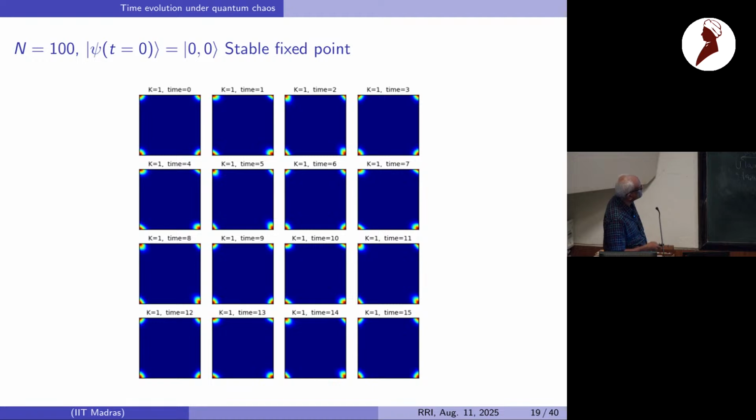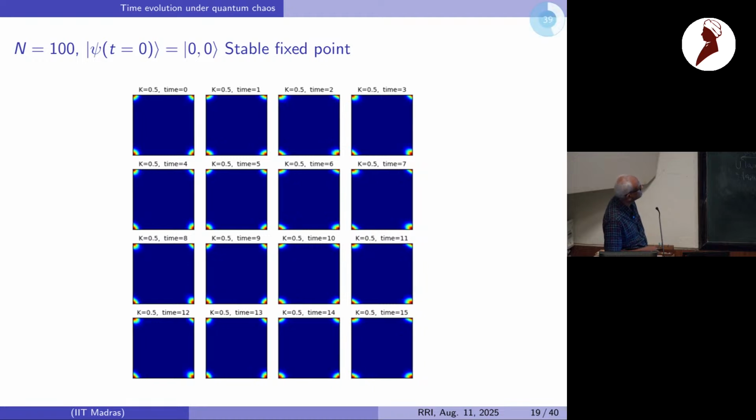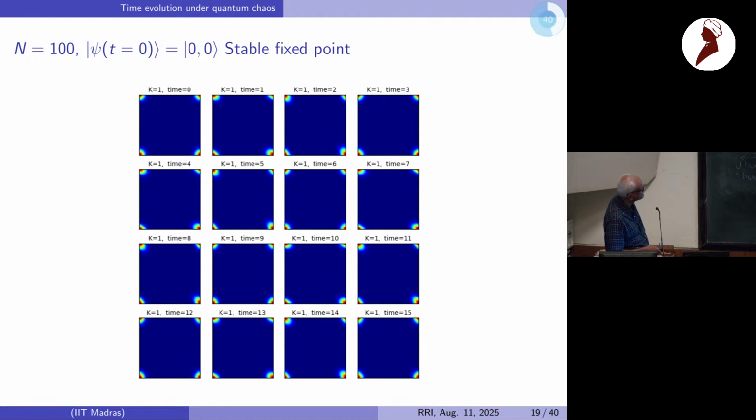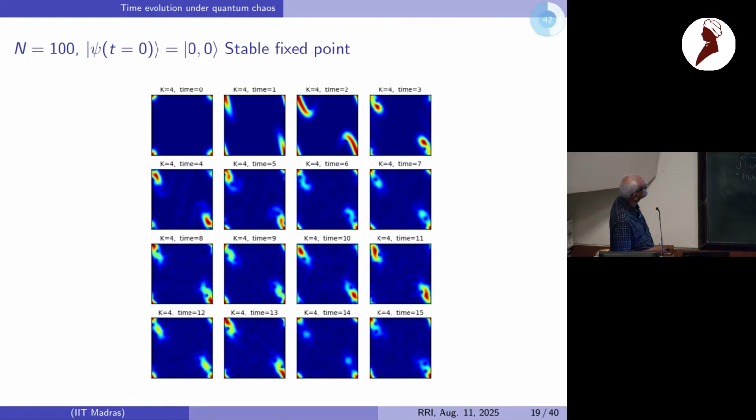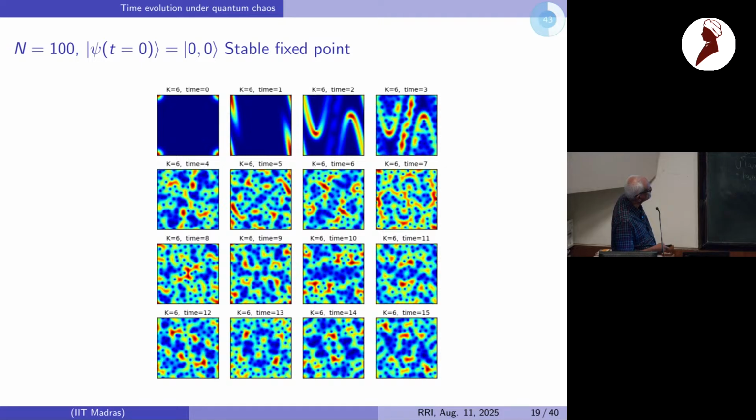K is equal to 1. Okay, this was K equal to half. This is K equal to 1. This is just longer time scales, that's all. K equal to 1, 2, nothing much happens. K equal to 4 is when it is losing its stability. This point is actually losing stability, and you can see this, but it's still pretty much localized.